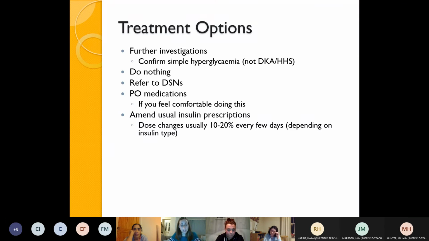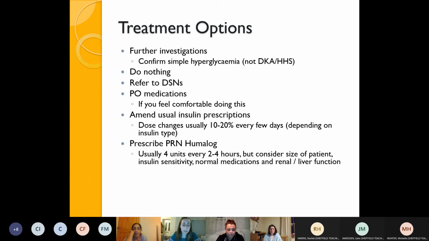We can amend their usual insulin prescriptions. If they're already on it and they're always a bit high, then we can start changing their doses. We usually say that we change things in steps of 10 to 20% every few days, depending on the insulin type. So if they've just had it increased last night, I wouldn't start messing around with it. If it hasn't been changed in days, then I'd be happy for you to mess around with it.